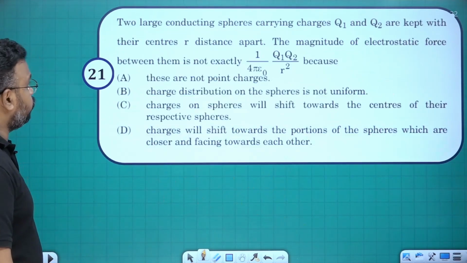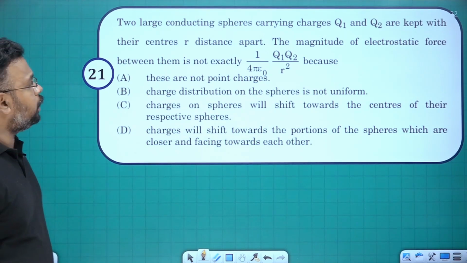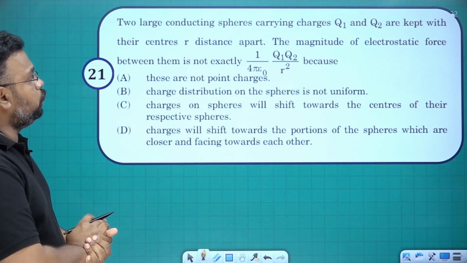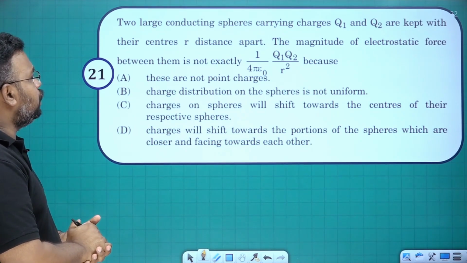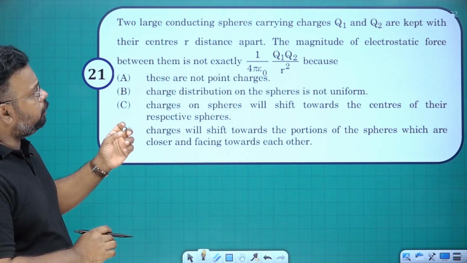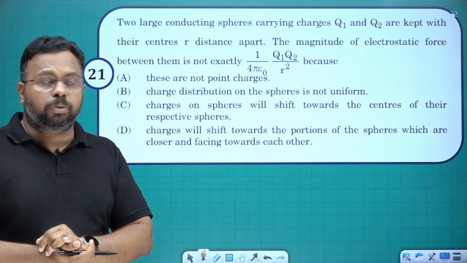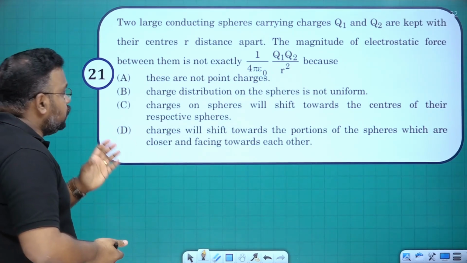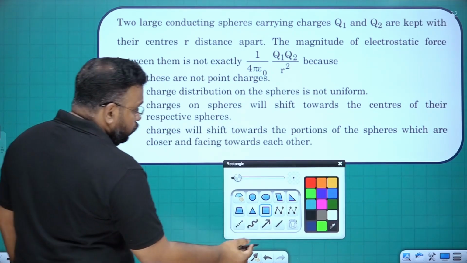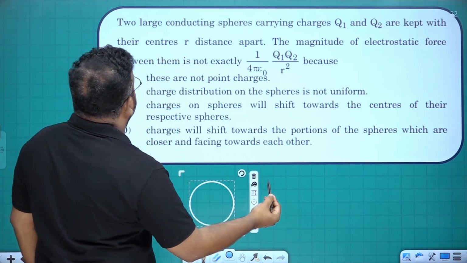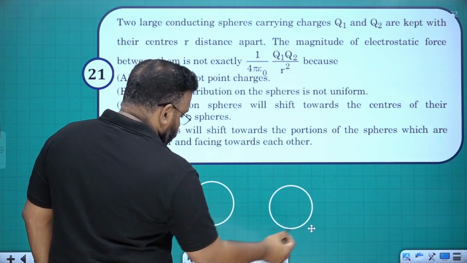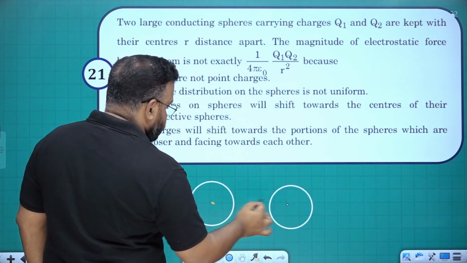Question number 21. Two large conducting spheres carrying charges Q1 and Q2 are kept with their centers r distance apart. The magnitude of electrostatic force between them is not exactly 1 by 4 pi epsilon naught Q1 Q2 by r square because these are not point charges. See, what is the situation here? Two large spheres, okay. Their centers are kept at a distance of r.